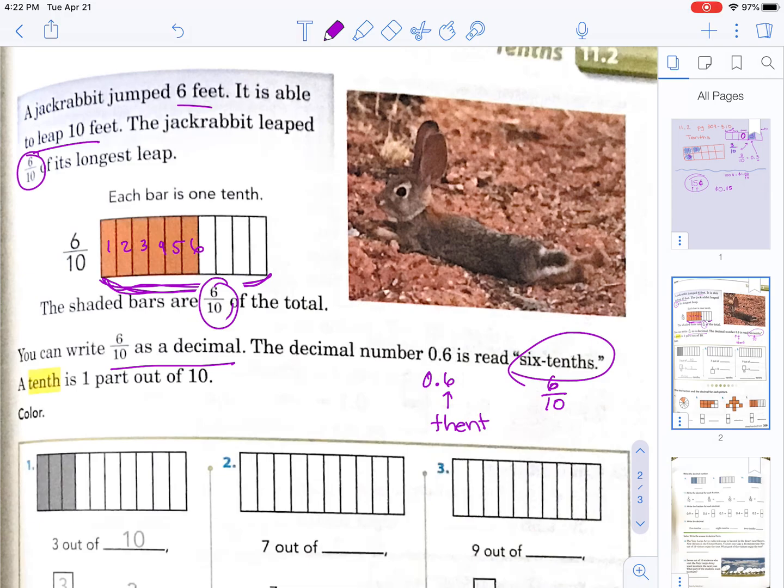Oh my goodness, why did I put a TH there? Silly me. 10th place. Okay?